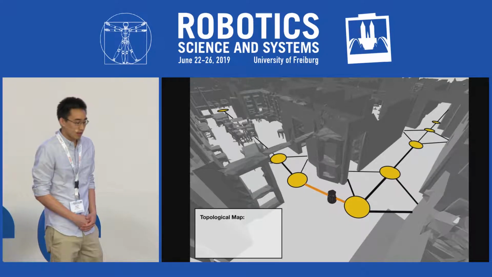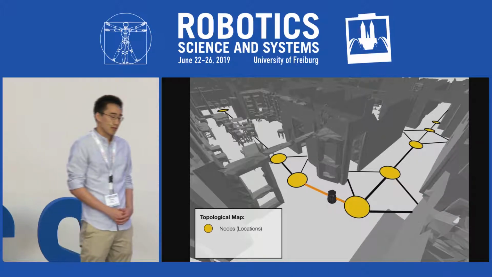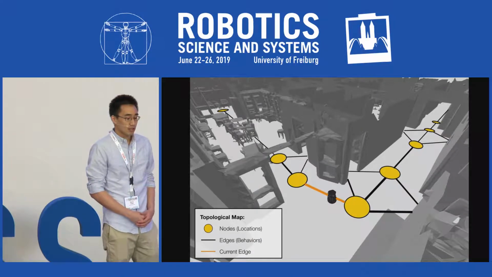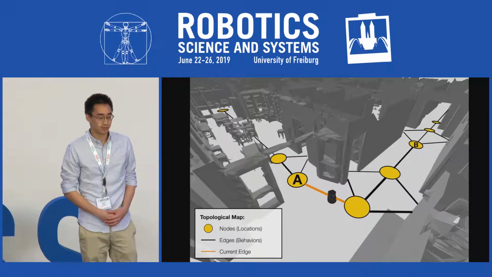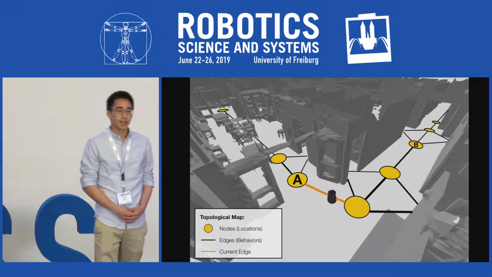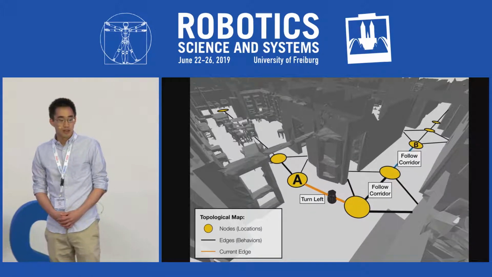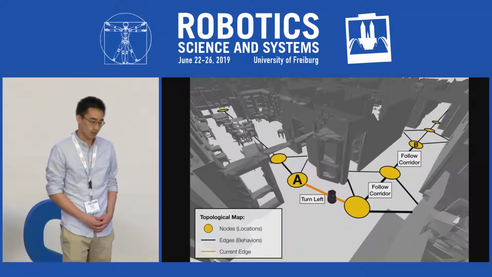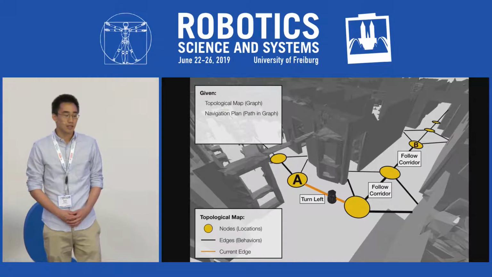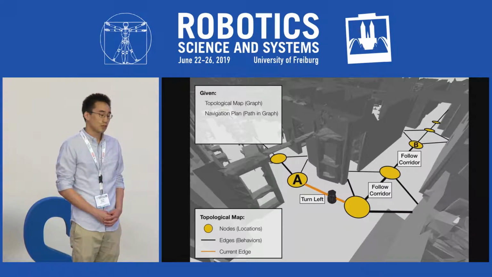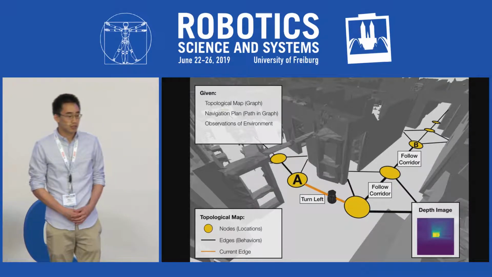In this graph, the nodes represent different locations or junctions, and the edges correspond to behaviors for getting from one node to another. For example, to get from node A to node B, we'll first turn left, follow the corridor, and follow the corridor again. In addition to the topological map and the navigation plan, we also provide the agent with visual observations of the environment in the form of depth images, and we provide the initial robot location in the map.